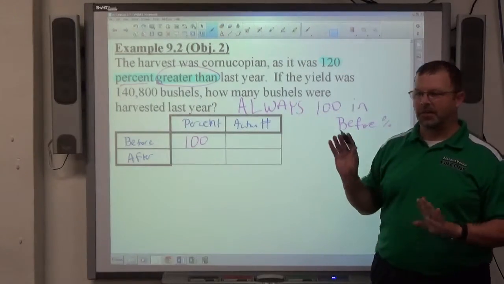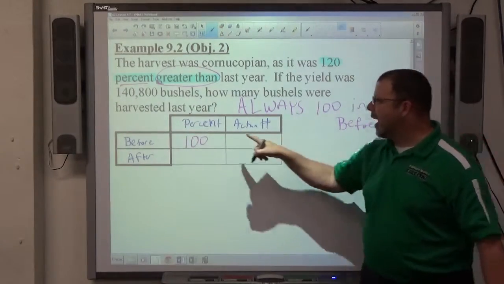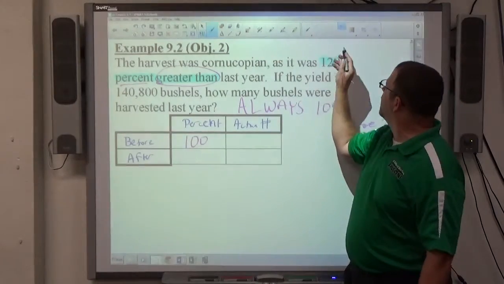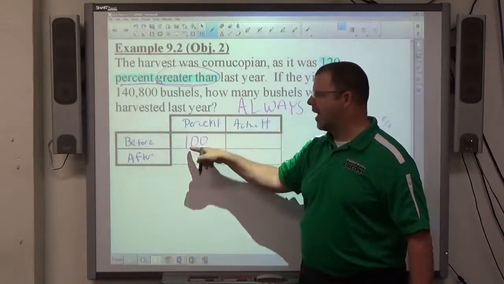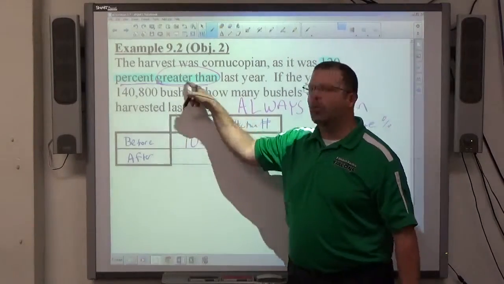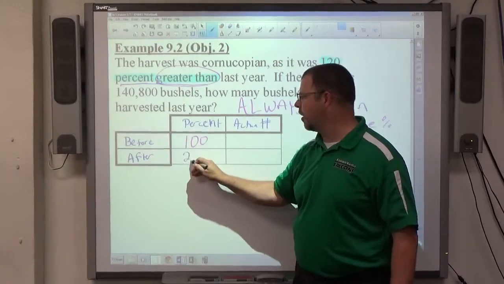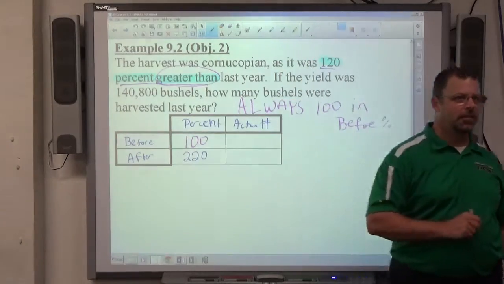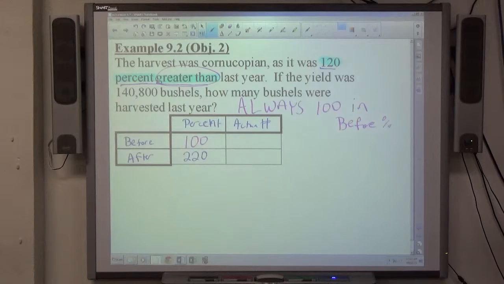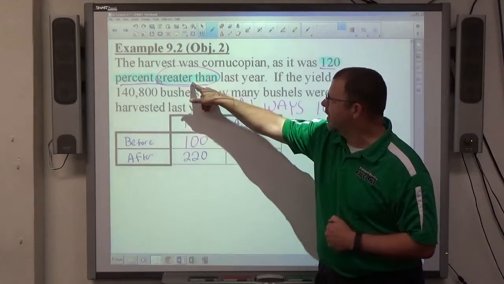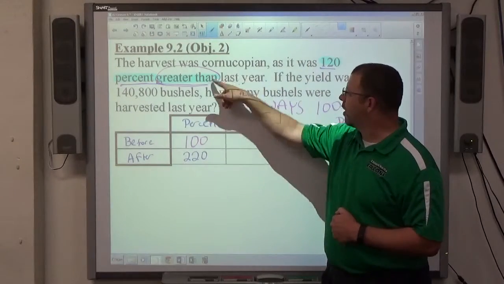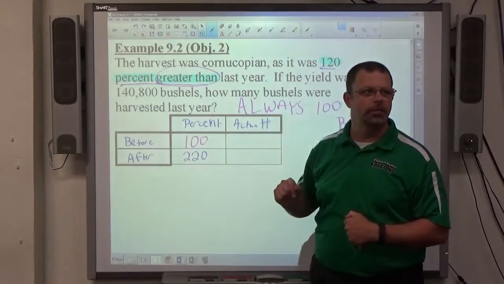There you go. Now, the way you handle the percent, the after is done by looking at this and performing this task to that number. So 120% greater than 100 is 220. If it said 5% greater than, it would be 105. If it said 20% less than, it would be 80. All right, so the after is always based on this 100 and doing this to that number. So 120 greater than 100 is 220.